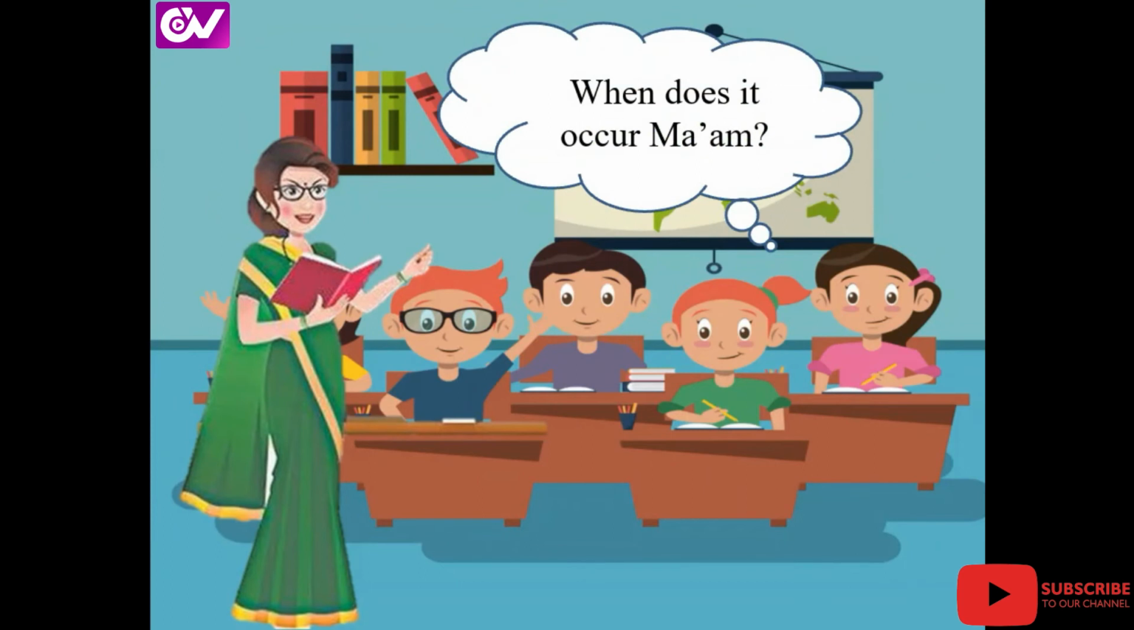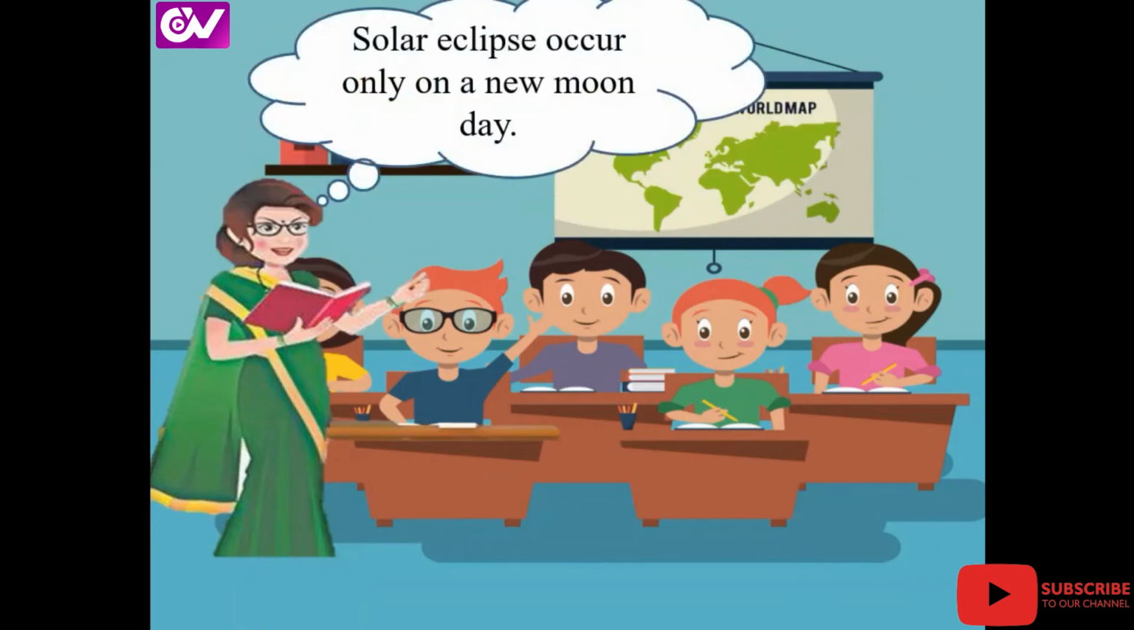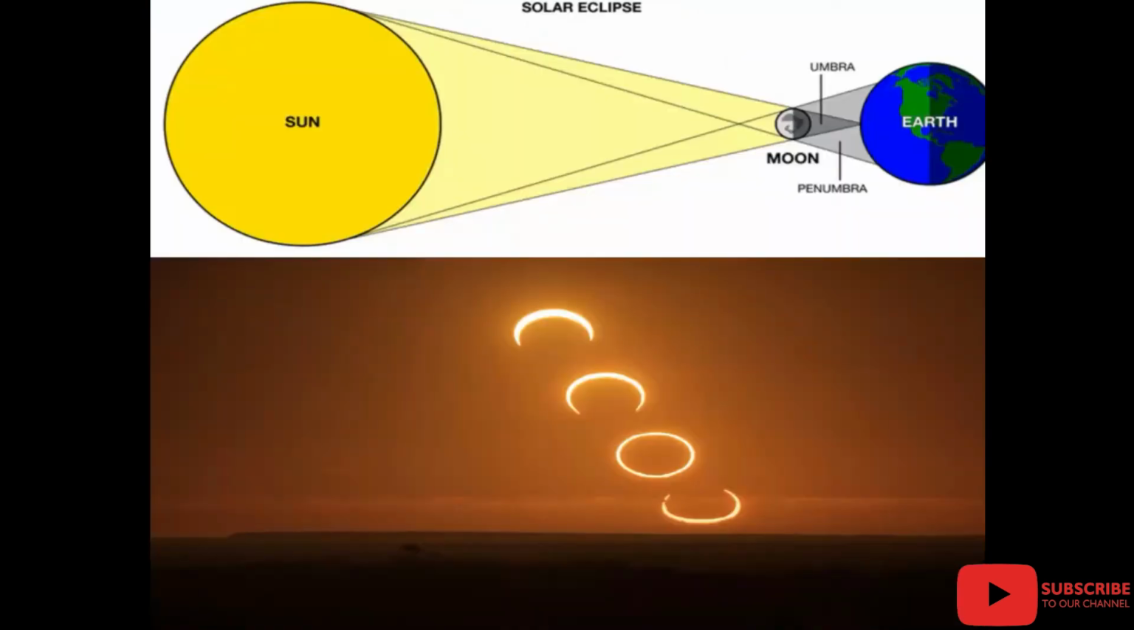When does it occur, ma'am? Solar eclipse occurs only on a new moon day. So this is the picture of solar eclipse, children. See, the sun is here and the earth is on the other side. The moon falls between them, so the sun will be hidden.